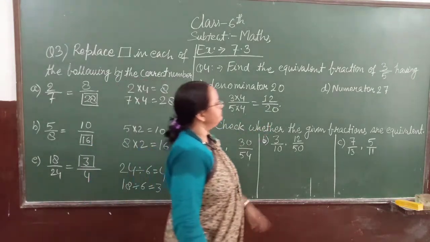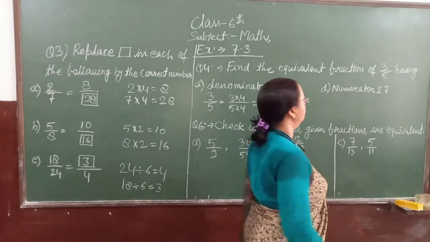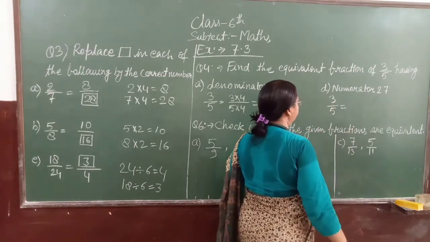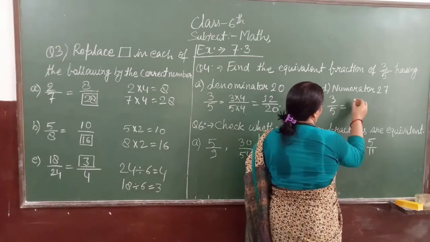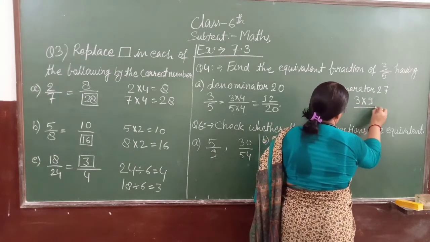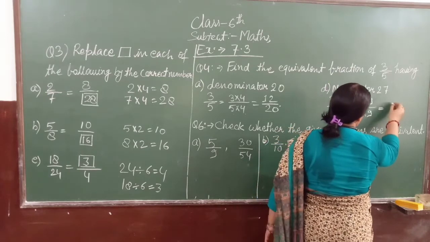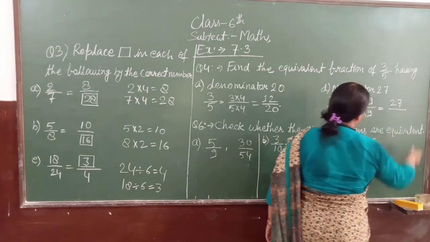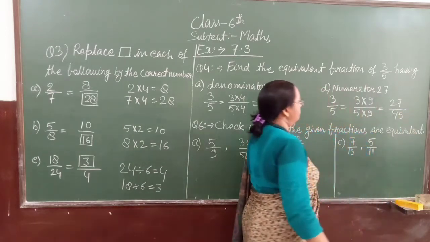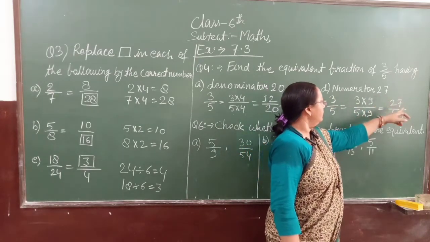And now 3 upon 5 having numerator 27. Write down 3 upon 5. How much do we multiply with the 3? If we multiply 3 with the 9, then we also multiply 5 with the 9. 9 3s are 27 and 9 5s are 45. This is the equivalent fraction of 3 upon 5 with the numerator 27.